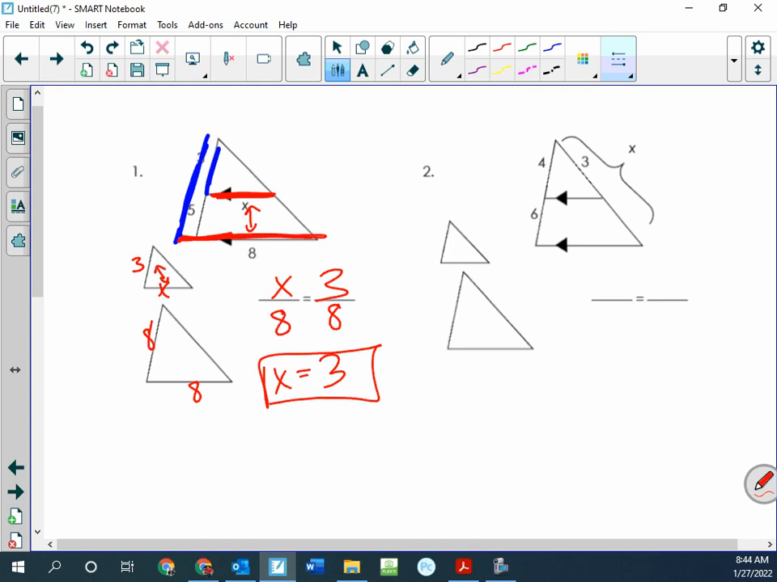Okay, for number 2, X is these two sides added together. So what does that match up with? What does X match up with?